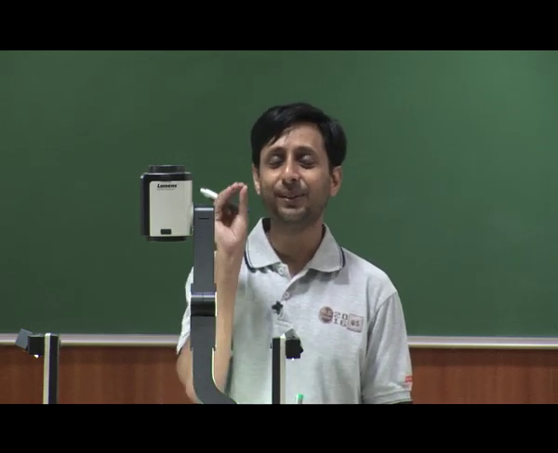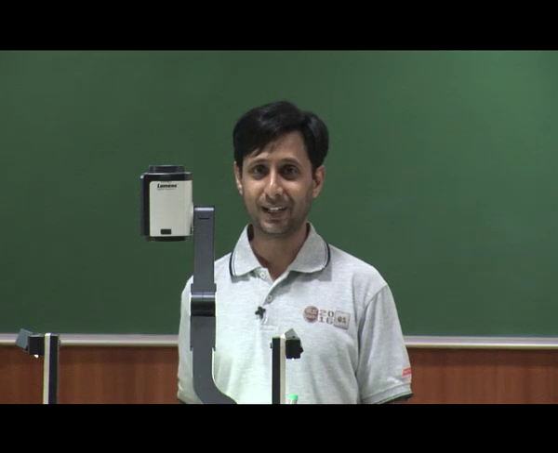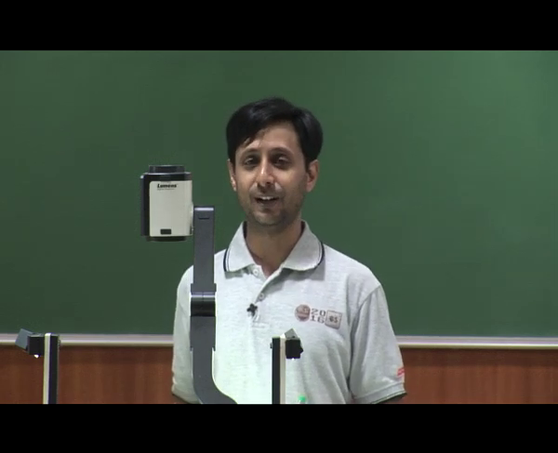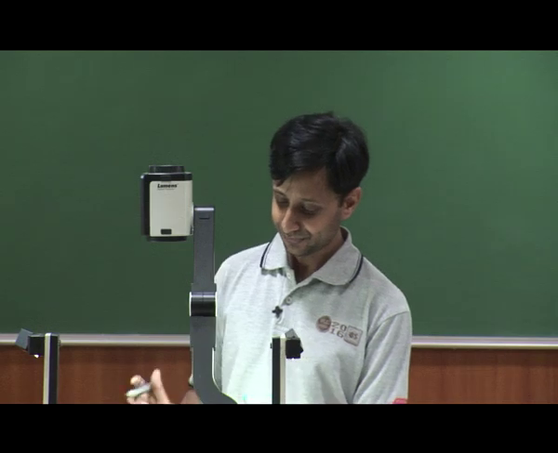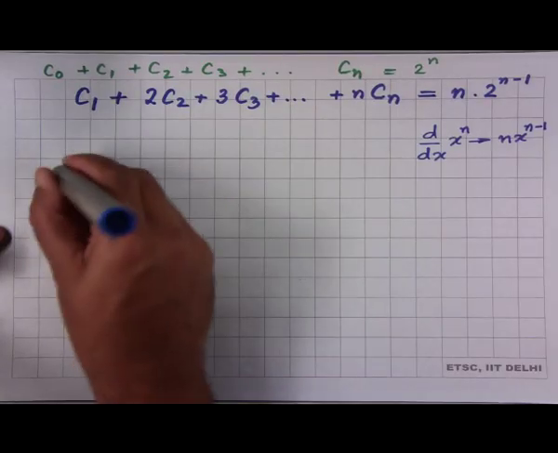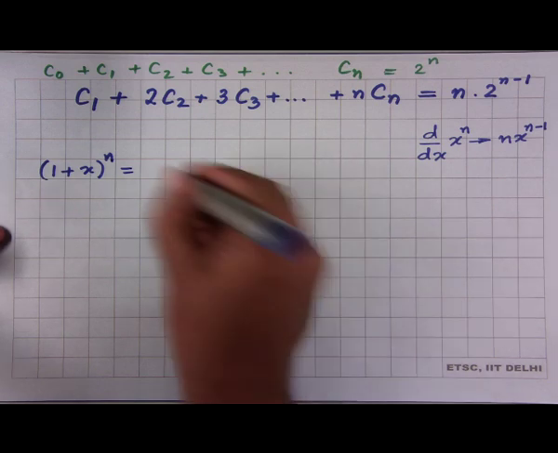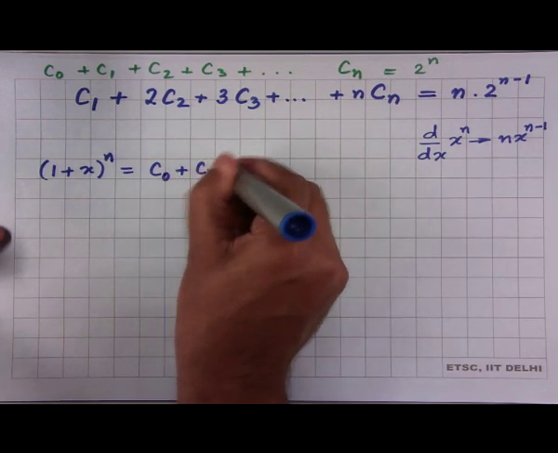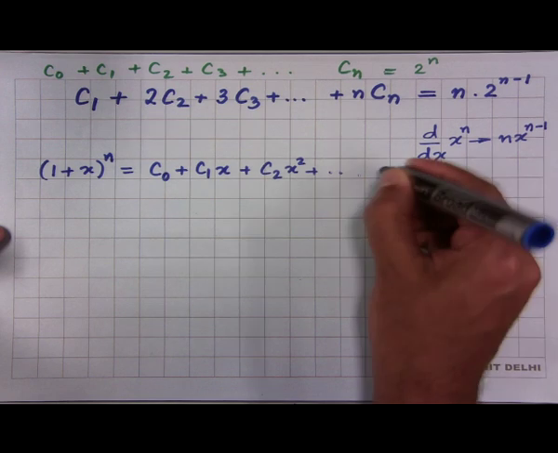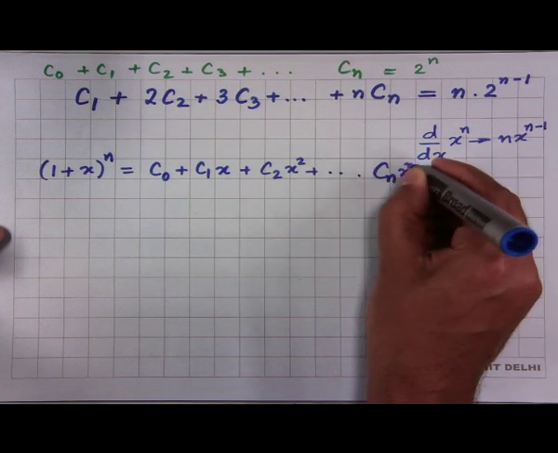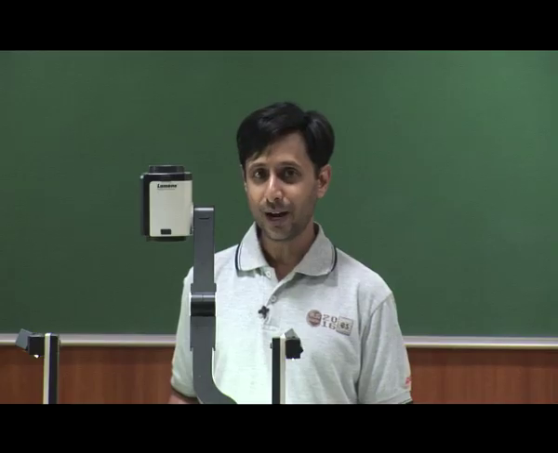A lot of times these clues pop up here and there, and you have to take that cue and realize that this problem can easily be solved with the help of one differentiation. So, what are we going to do? We know that (1 plus x) whole power n is equal to C 0 plus C 1 x plus C 2 x squared all the way till C n x power n. Okay, this is something we know, and do a differentiation.